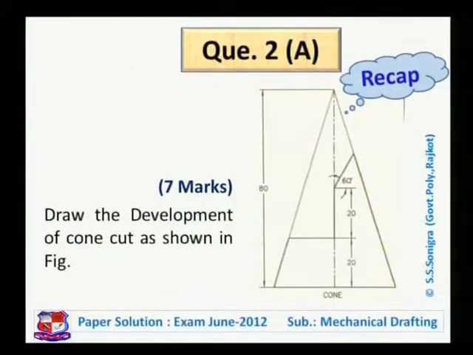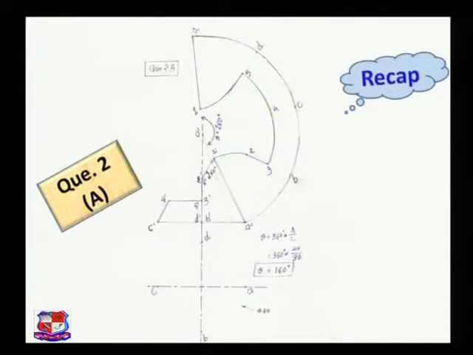Question number 1B. Then question number 2A, a cone is given. Draw the development of the cone cut as shown in the figure. The cone is given like this. We have to develop this cone. The angle is 60 degrees, it is given. So the solution that we discussed last time is this. This is the solution of this given problem. Find out angle theta, 160 degrees, then draw this angle and cut arcs, and so on, to complete this solution.